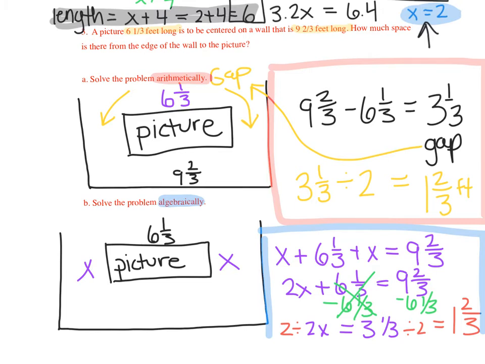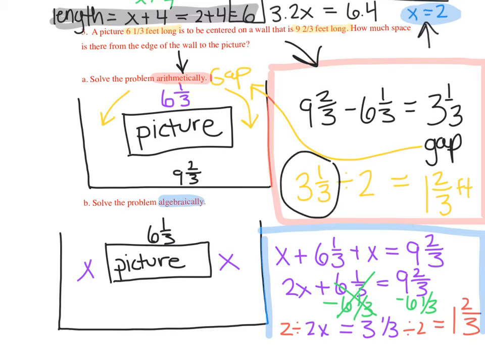Here for problem 3, you can see how I've solved it both ways. So the question asks you to solve it both arithmetically and algebraically. So up here in the red highlighted area, it's arithmetically. I know that there are 2 spaces. I just refer to them as an abstract gap. So once I get down to the remaining wall space, right here at the 3 1/3, I naturally know to divide by 2.